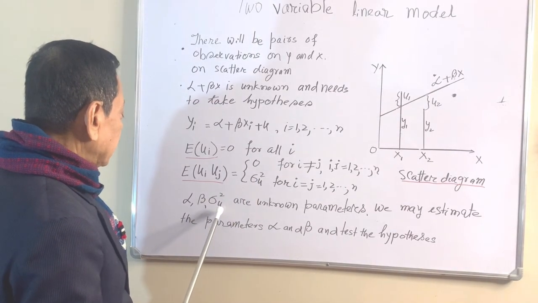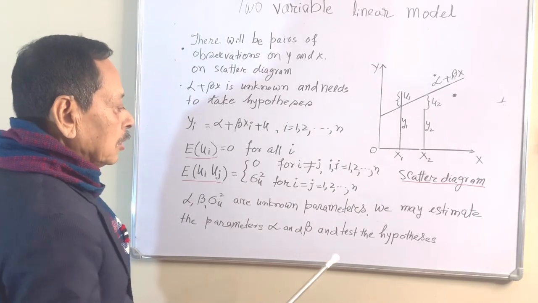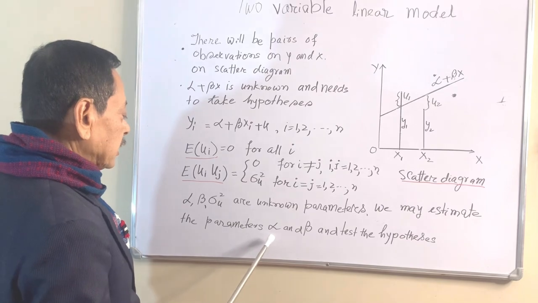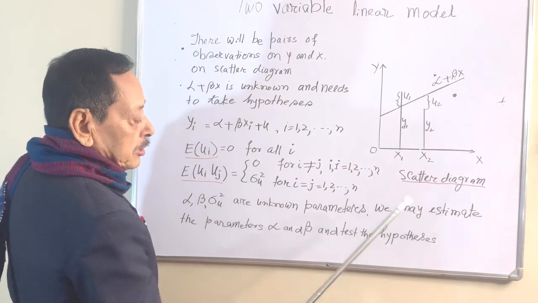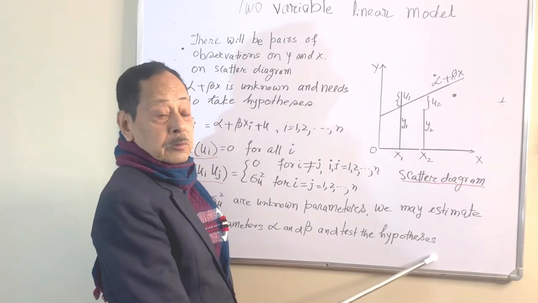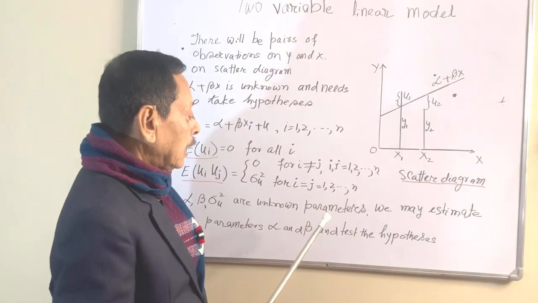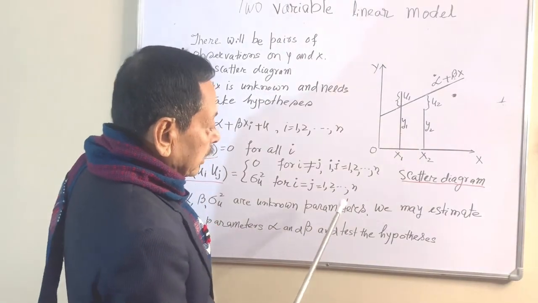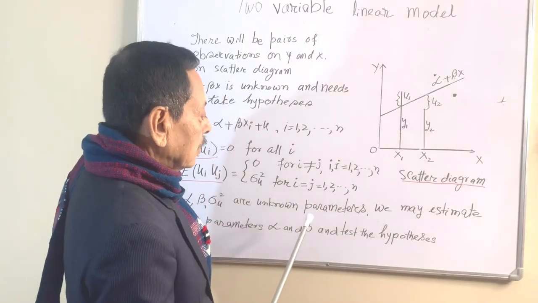Alpha, beta, and sigma u square are unknown parameters. We may estimate the parameters alpha and beta and test the hypothesis. We will come across how a hypothesis is tested, and when it is accepted or rejected. So we will discuss this.